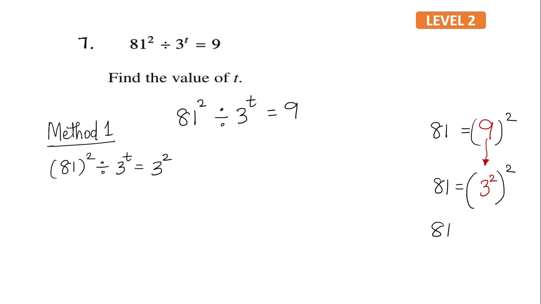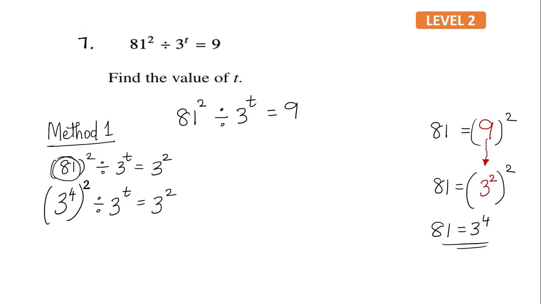So I can write 81 is equal to 3 to the power 4. I'm multiplying the powers, so this is what I can replace this 81 with. So 81 here is going to be 3 to the power 4, and I just keep the same brackets to the power 2. I've just replaced 81 with 3 to the power 4, divided by 3 to the power t is equal to 3 squared.